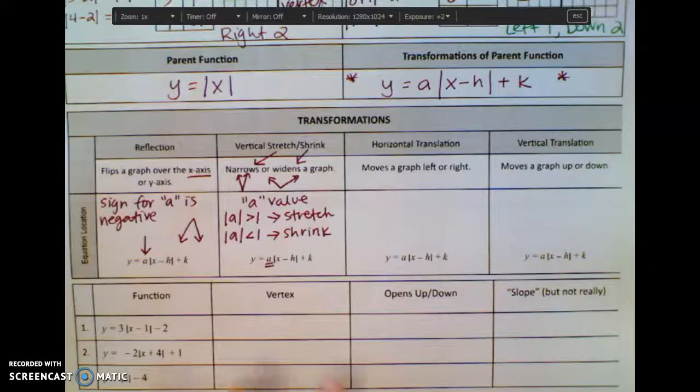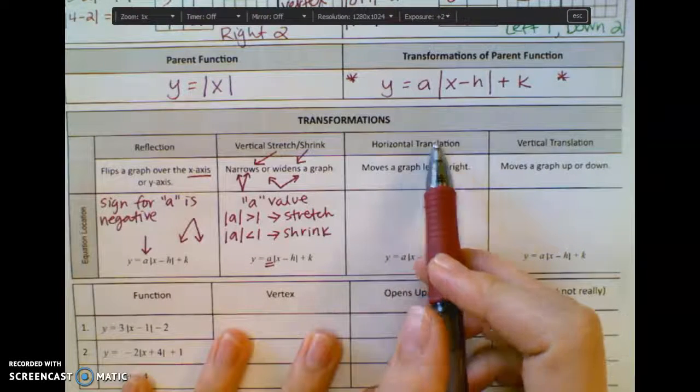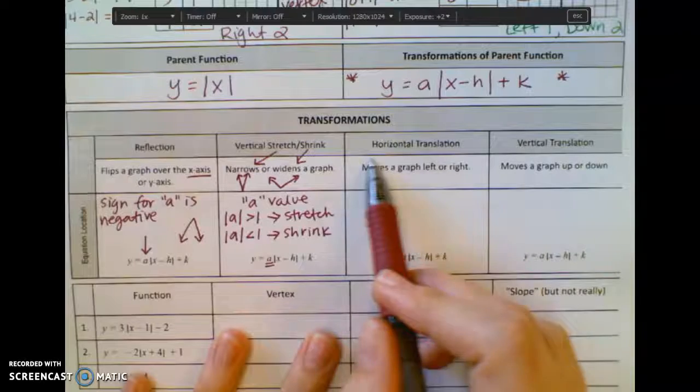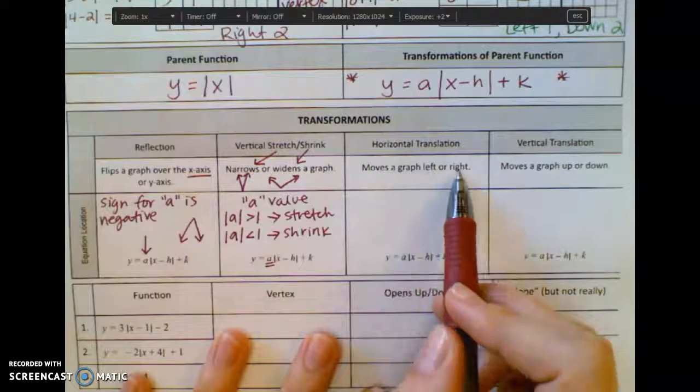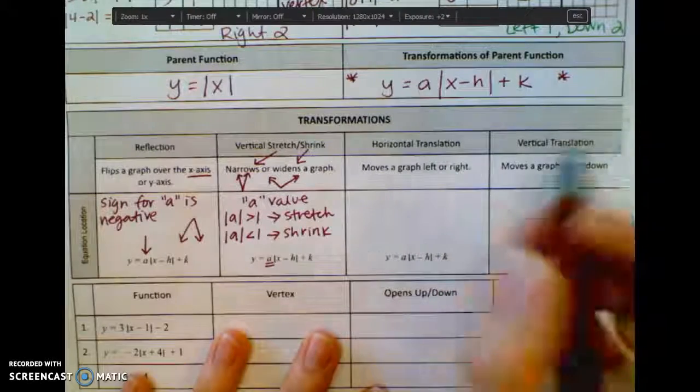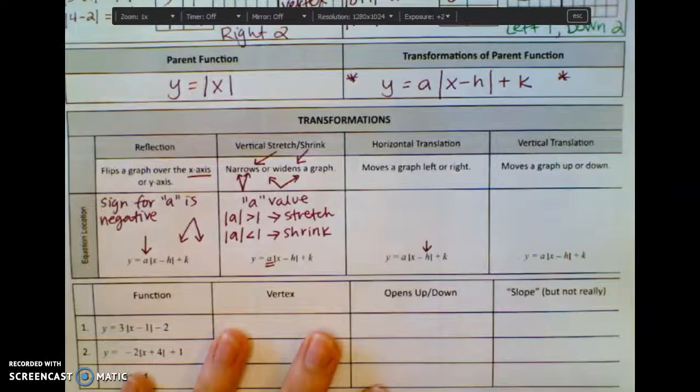All right, the next transformation is the horizontal translation. So think about a horizontal line. That is a line that goes side to side. So this means whenever we move the graph left or right. So the place we're going to look is the h value.